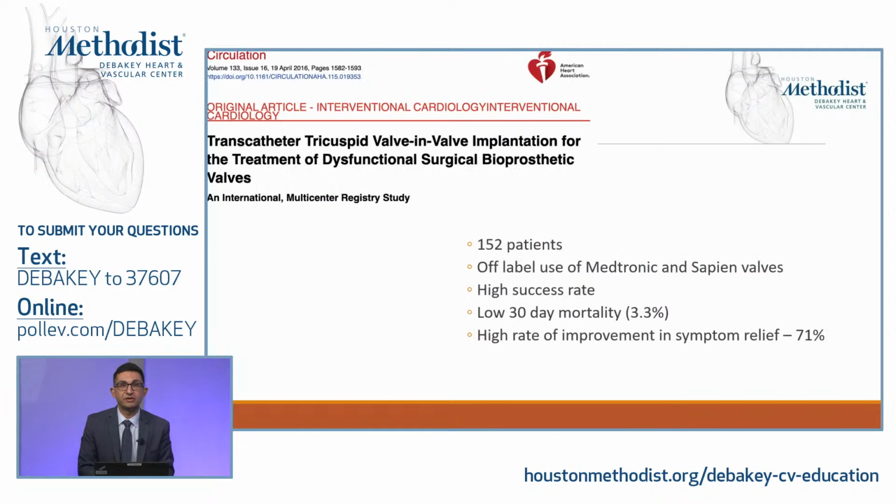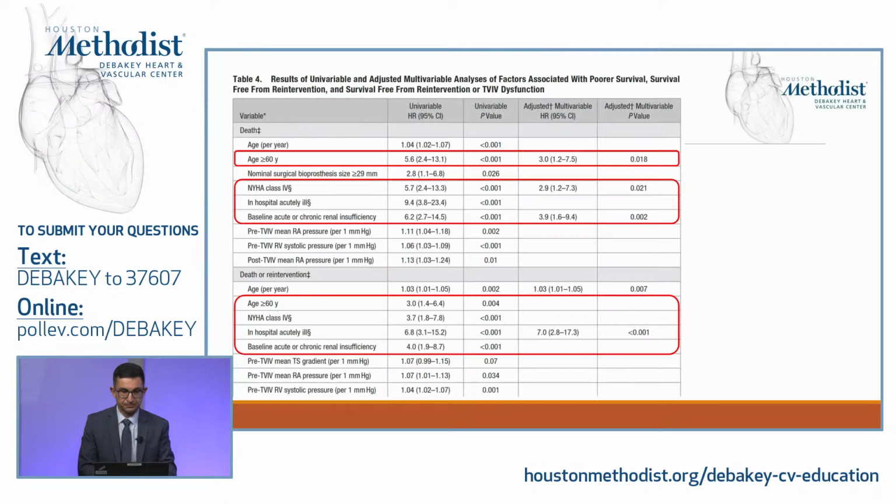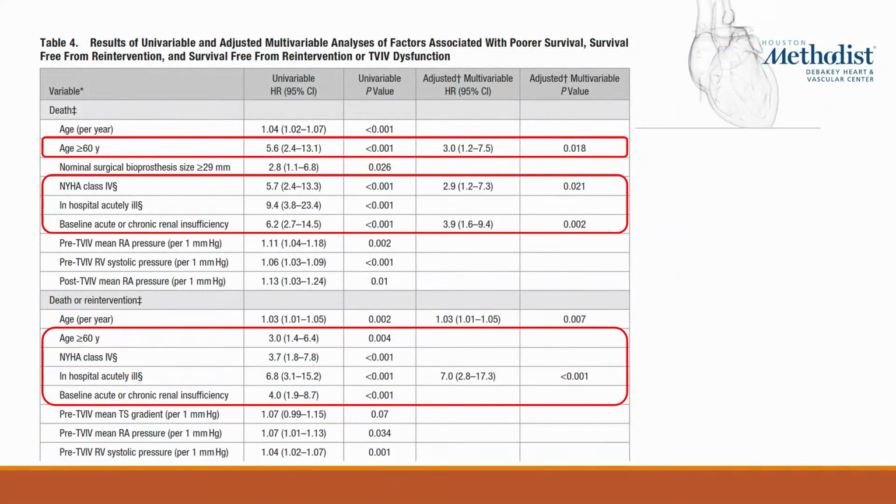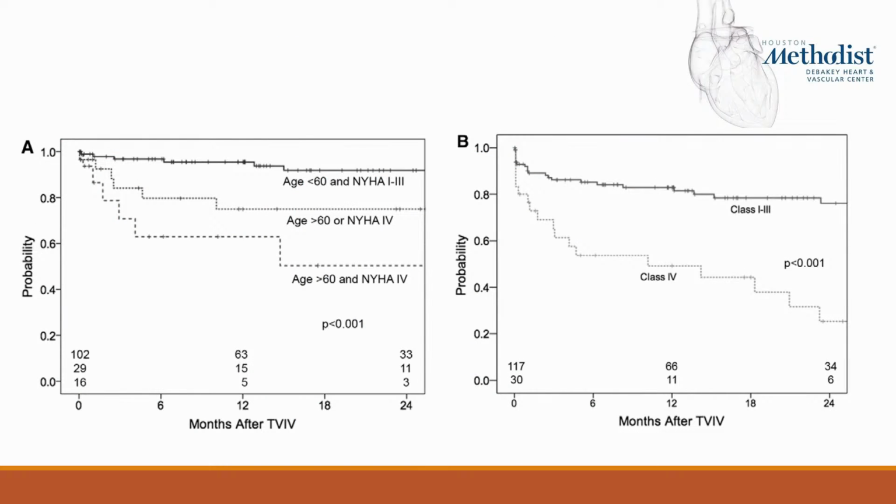The VIVID registry looked at the transcatheter valve-in-valve data for tricuspid, looking at 152 patients, with a high success rate, low 30-day mortality, and good relief of symptoms. In these 152 patients, age, acute illness, NYHA class, and end-stage renal disease or acute kidney injury were predictors of poor outcomes. They also showed that both age and NYHA class 4 are predictors of mortality and tricuspid reinterventions.